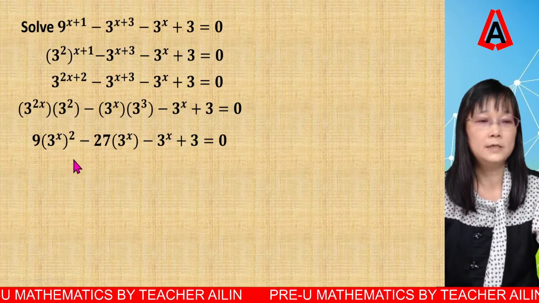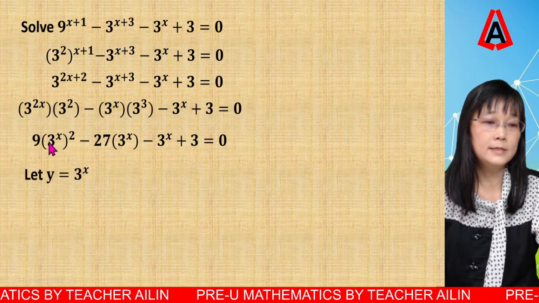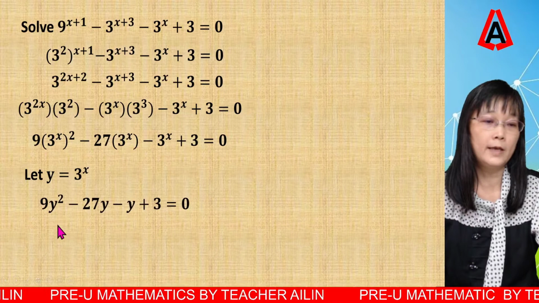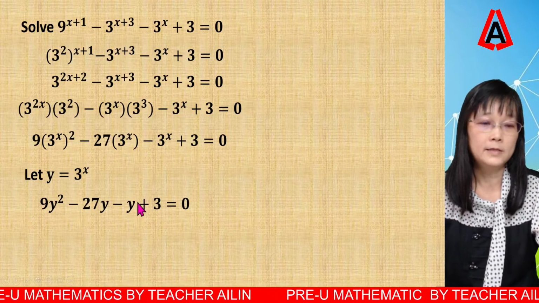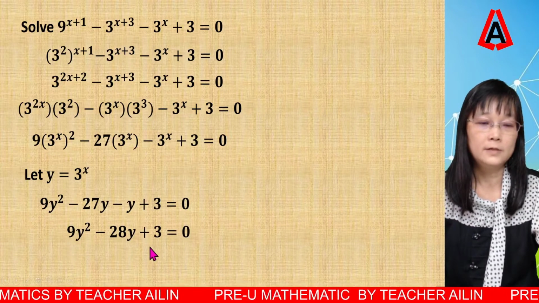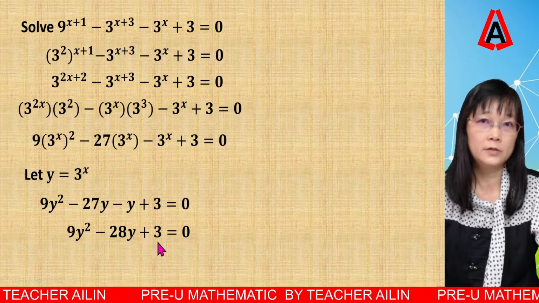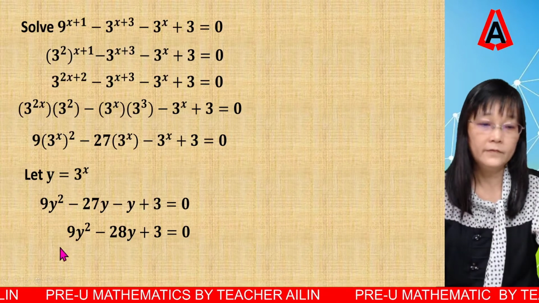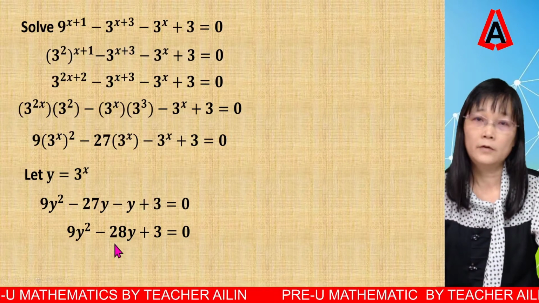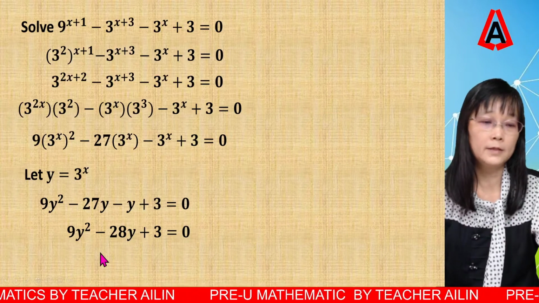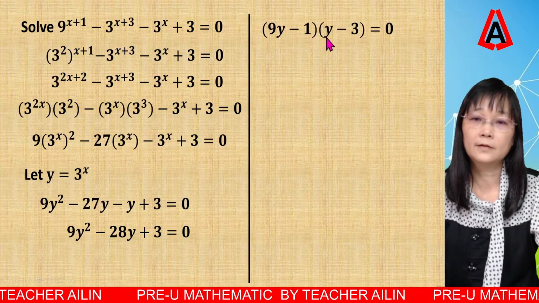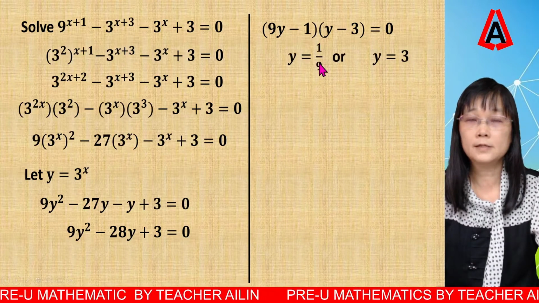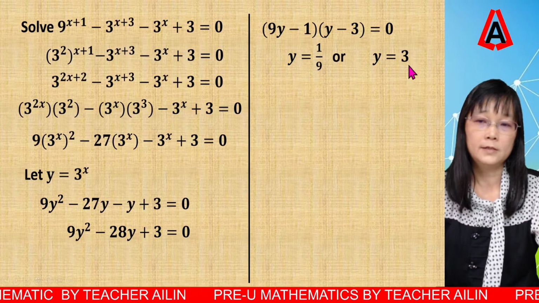If you don't see it, I just replace this 3 power x with y. When I replace 3 power x with y and simplify this part, now it is very clear that this equation actually is a quadratic equation. To solve this quadratic equation, I'm going to use the normal method. That is, I'm going to factorize this quadratic. After factorizing, I find that y is 1 over 9 and y is 3.